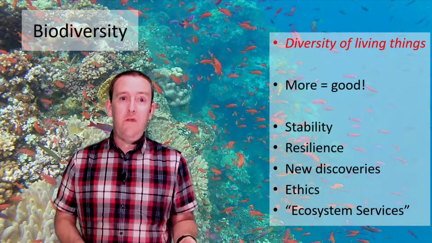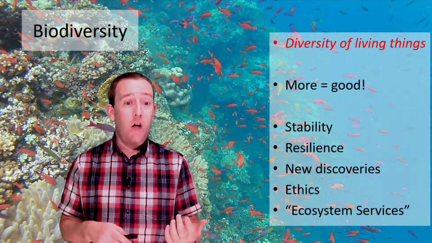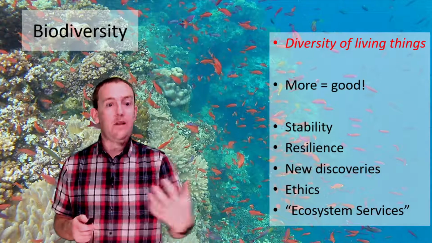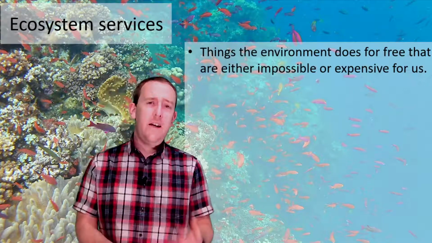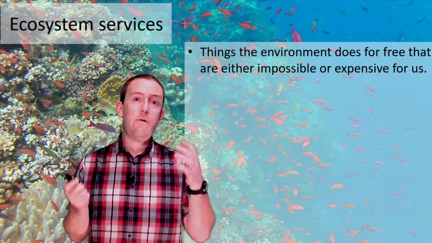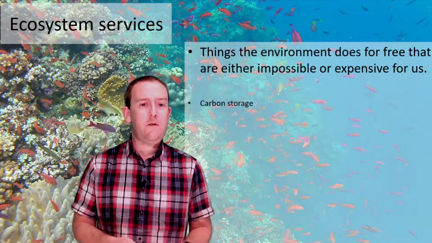But if you want to frame it in those terms, there is this thing called ecosystem services, which measure and put a monetary value on why biodiversity is important and why our interactions with the environment are so key, right? And it basically goes like this. An ecosystem service is something that the environment does for us for free that is either impossible for us to do or expensive for us to do. So I'll give you some examples.